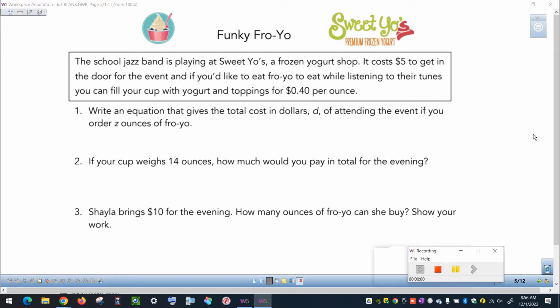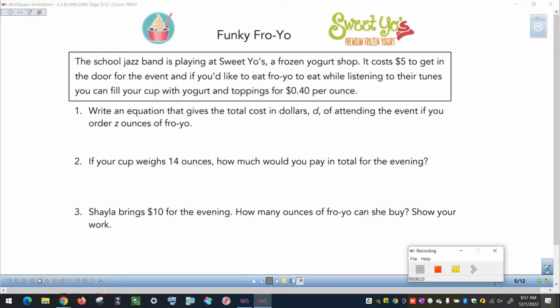Our new context. So the school jazz band is playing at Sweet Yo's, a frozen yogurt shop. And some information about that is that it costs $5 to get in the door for the event. Now, if you'd like to eat froyo while you are listening to their tunes, you can fill up your cup with yogurt and toppings for 40 cents per ounce.